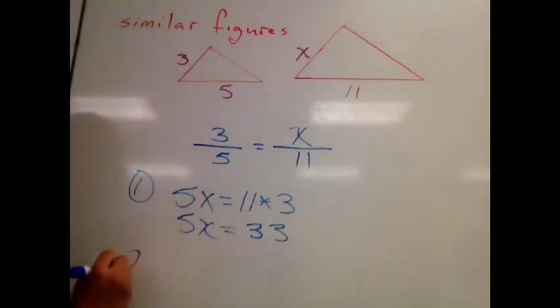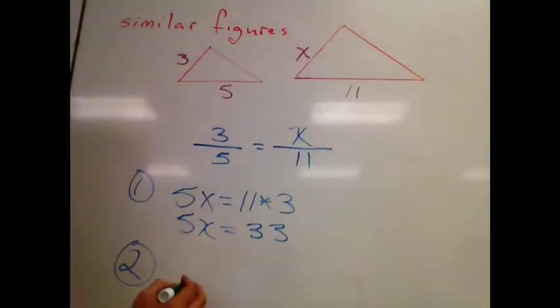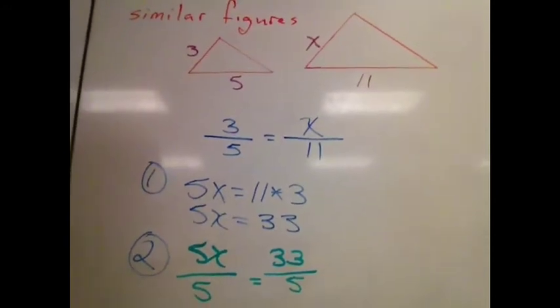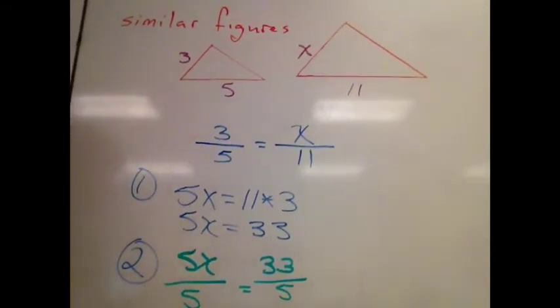Step 2. We're going to divide by the number next to the variable. What's the number next to the variable? That would be our 5. So we're going to divide by 5. That's 5x divided by 5 equals 33 divided by 5. I hope you can see all of that.